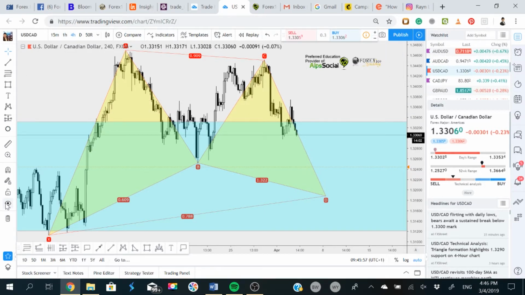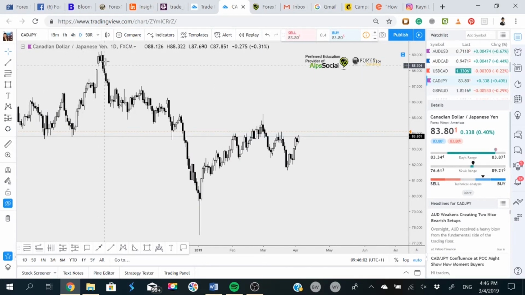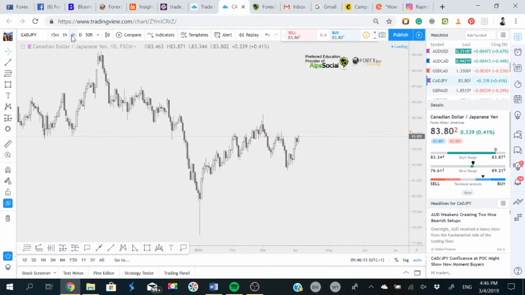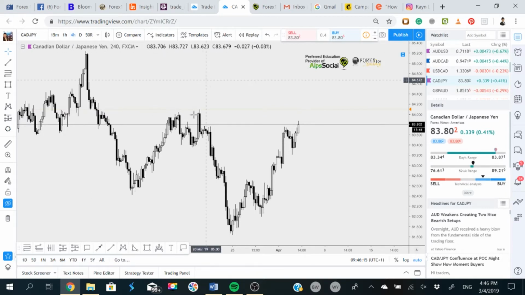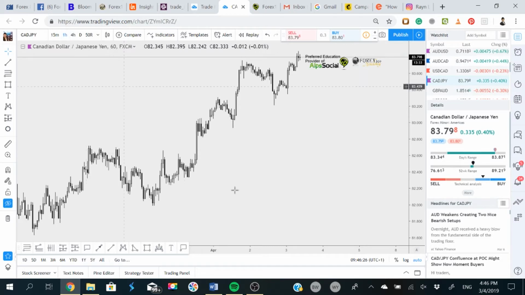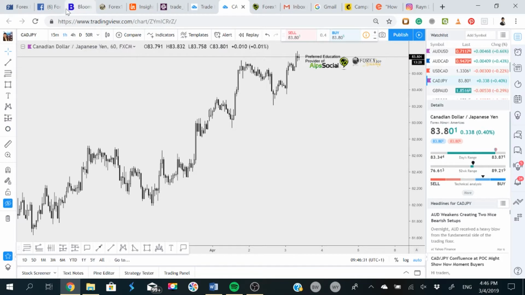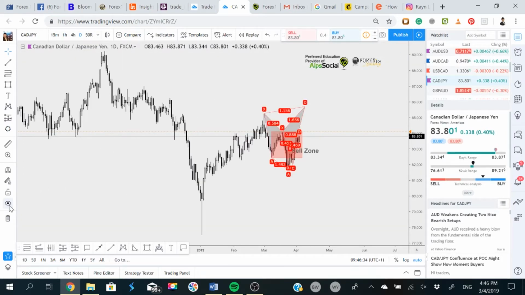Head down to Canada yen. On the daily chart, market dived downwards, came back up, tested the previous area of consolidation, came back down. On the 4-hour, this is what I have. We might even have a harmonic pattern. Yeah, we did. Just shared this trade yesterday. On the 1-hour chart, this is what I have. Very, very bullish move over here. Head to the daily chart, I'll share with you my analysis.